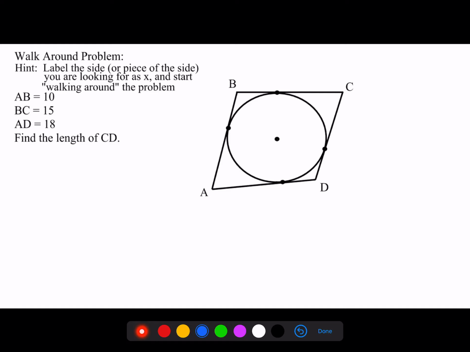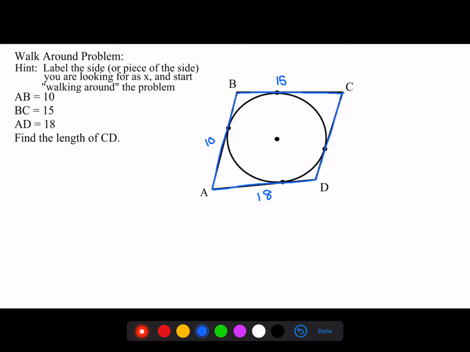So, to get started, we know A to B is 10. We know B to C is 15. We know A to D is 18. And we want to find the length of CD. That's our goal. What is the length of CD?